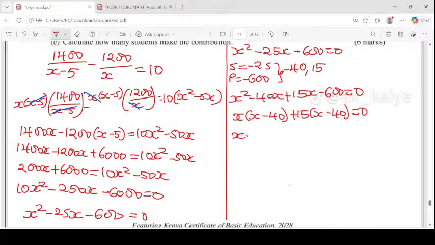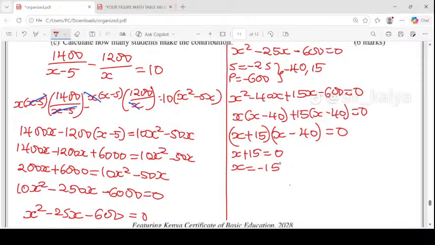I'll have here x plus 15, then x minus 40 is equivalent to 0. In the first case, I'll have x plus 15 is equal to 0, meaning x is equal to negative 15. In the next case, I'll have x minus 40 is equal to 0, meaning x is equivalent to 40. So I have two values of x. X can be negative 15 or positive 40.